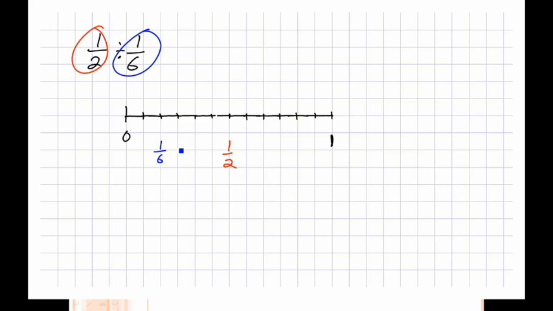Now let's make ovals that are the size of our divisor. All right, that's one oval. But notice I haven't reached my dividend yet. I'm going to have to keep doing this until I reach my dividend. So here's another oval. And here's another oval. I finally made it over to my dividend.